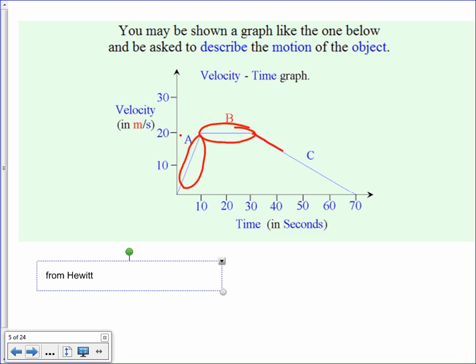Here, negative slope. So that means our velocity is decreasing. In fact, it's going from 20 over here down to 0. Are we moving here? Well, yes, we are. Are we moving backwards because of negative slope? No, we're moving positive. This is all positive 20 meters, 19, 18, 17, 16, 15, etc. until we come to a stop right here.